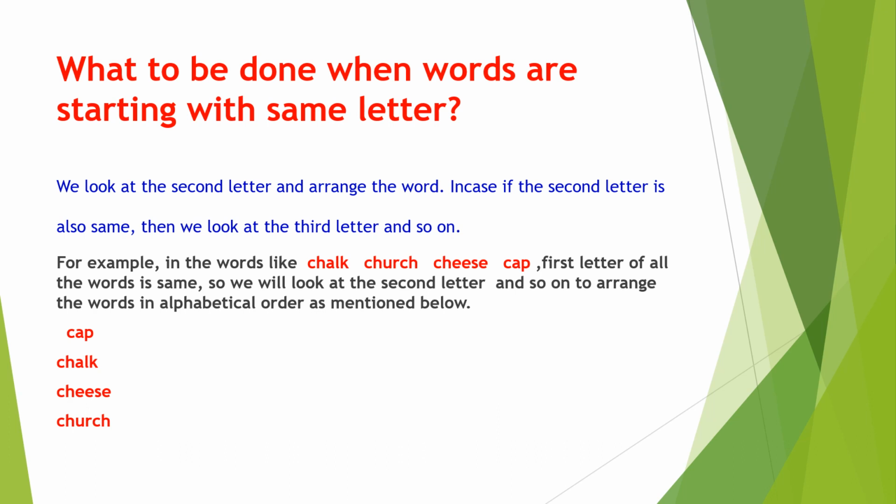So we need to follow a very simple rule while arranging the words in alphabetical order, which is if the first letter is the same in all the words, we'll look at the second letter. In case the second letter is also the same, we'll look at the third letter and so on. So dear students, this was all about arranging the words in alphabetical order.